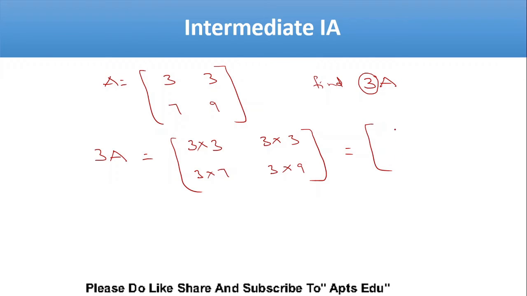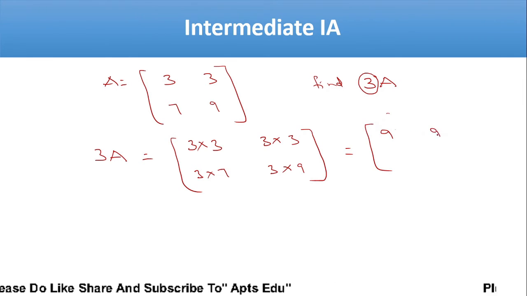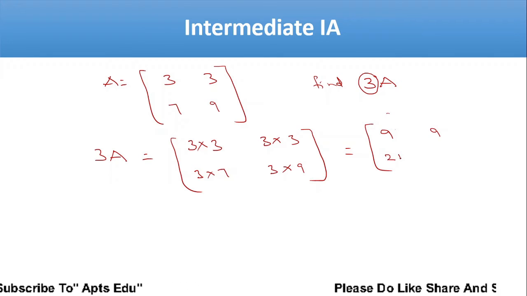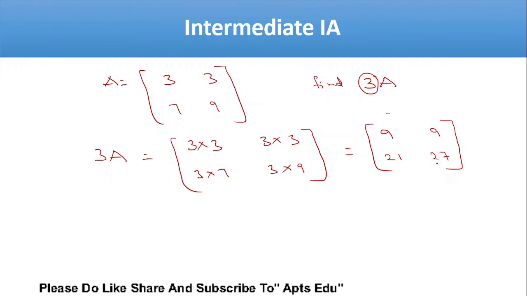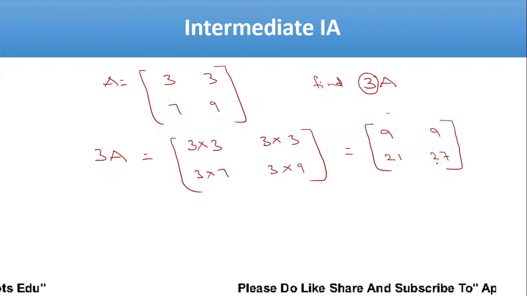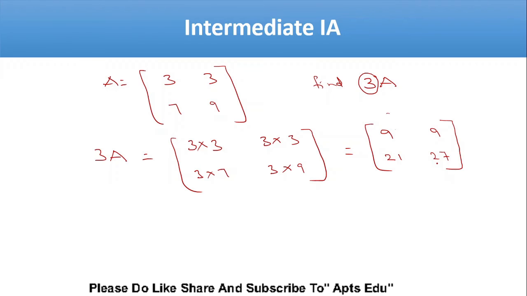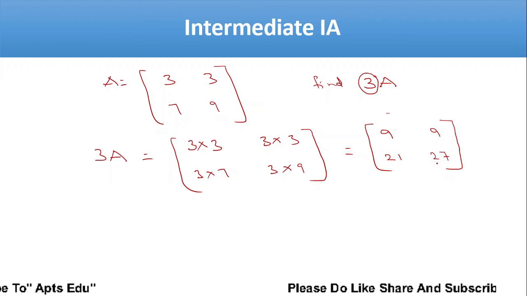What do you get? 9, 9, 21 and 27. Next, we'll see more examples so you understand it better.